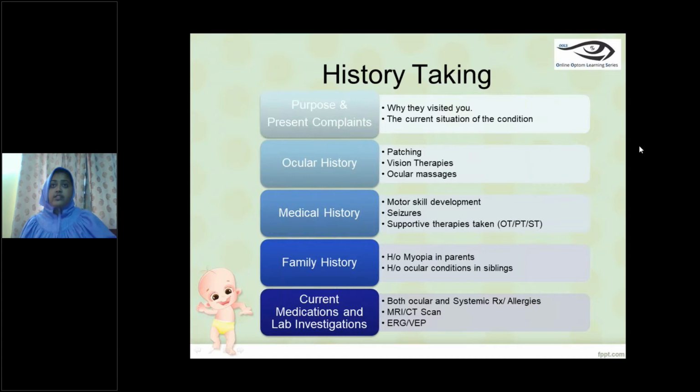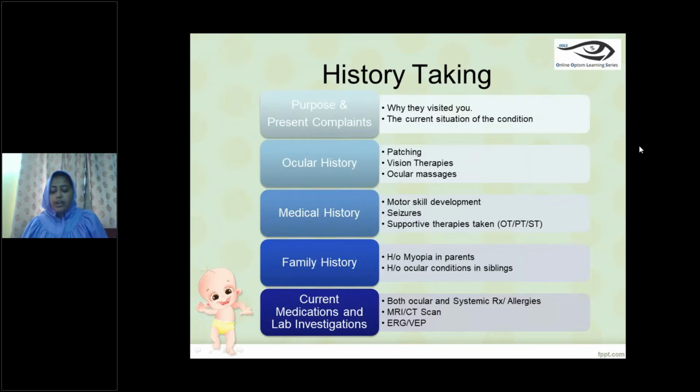About the lab investigation, we should ask if they have done any brain scans before, or any sound scans before. Obviously, it would go together with the complaints. If it's a small baby and they complain that the baby cannot even see the light, it would be recommended that we have a brain scan, an MRI scan, a CT scan will help. We should also ask if they have done any ERGs or VEPs before, so it would help us to know the integrity of the visual system.